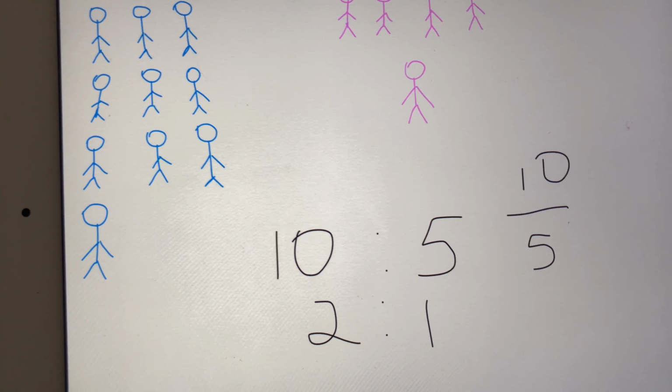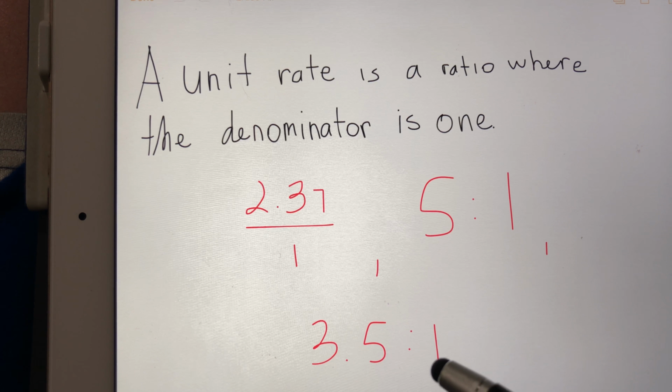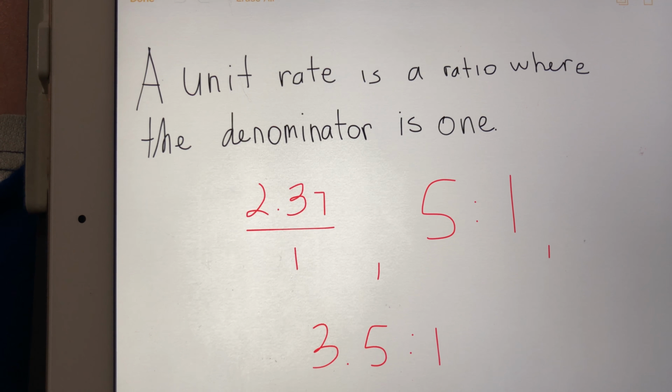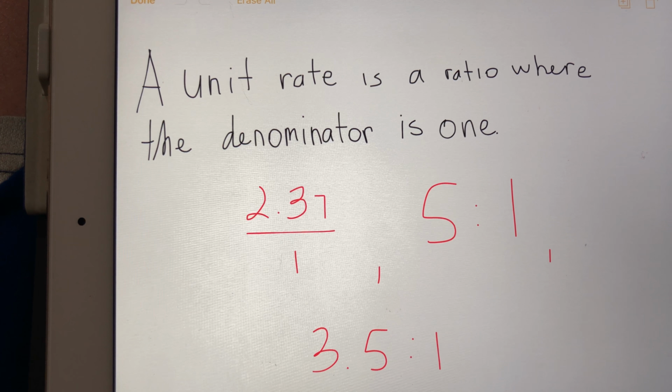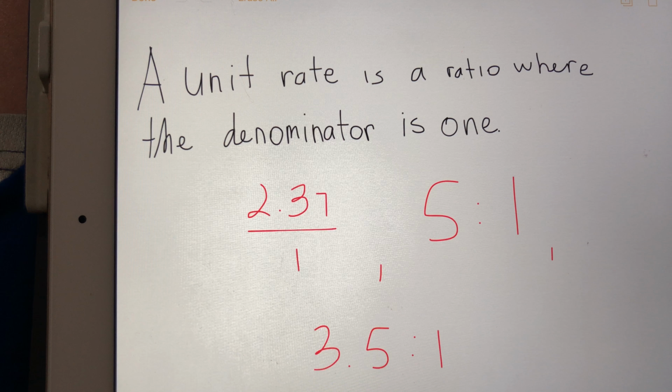A unit rate is a ratio where the denominator is 1. So ratios like this one have a denominator of 1. You can write this as 2 to 1. And you can also have a fraction with a denominator of 1, a ratio with 1 in the end, and as long as there is a 1 in the ratio, it's considered a unit rate.